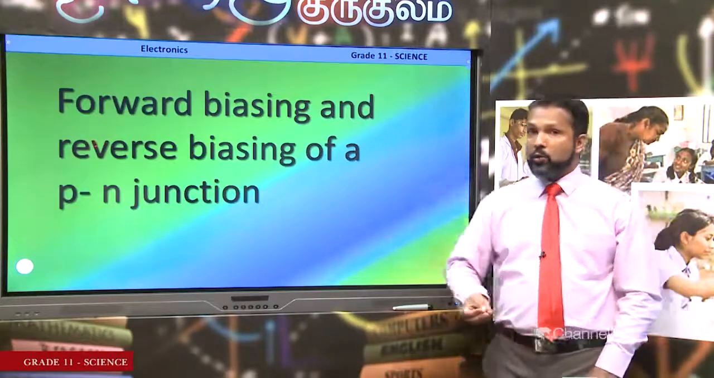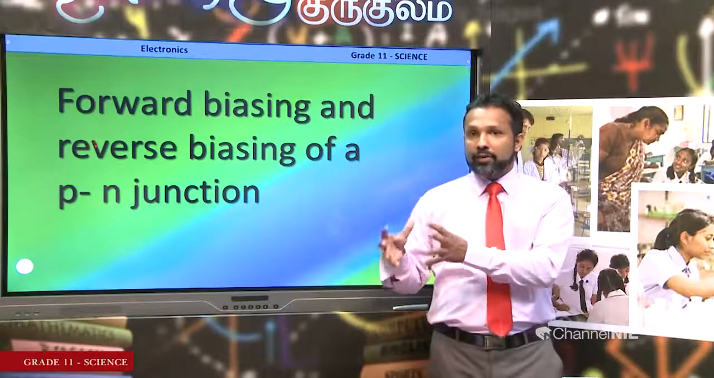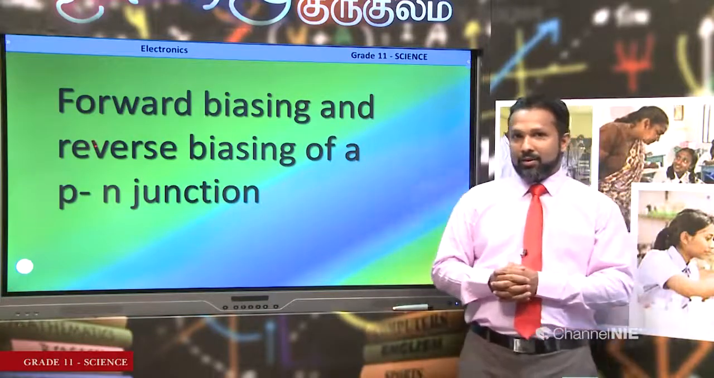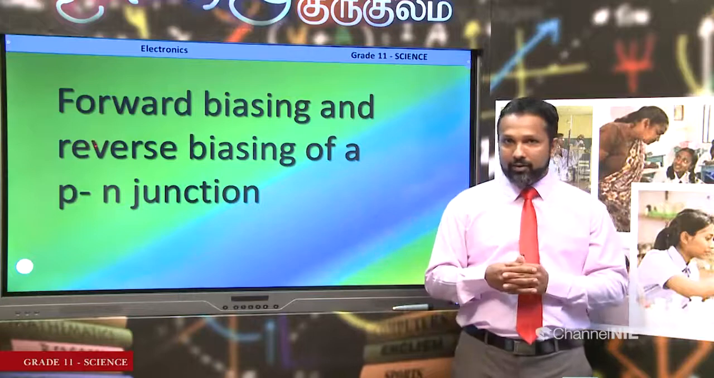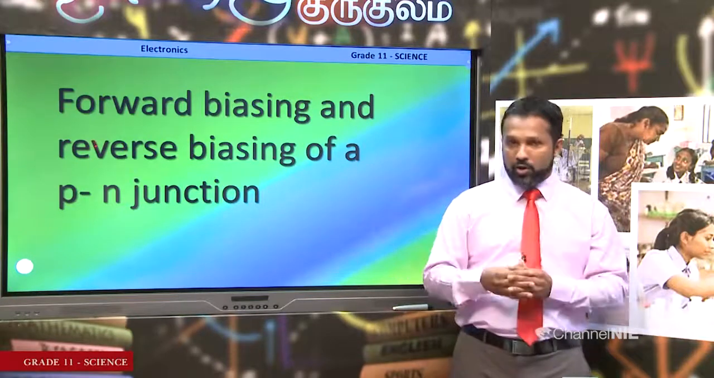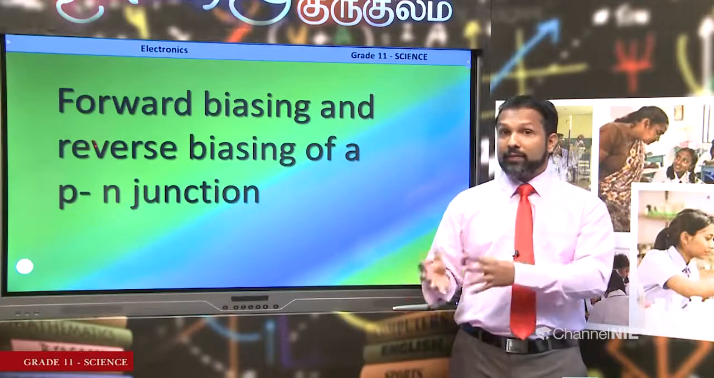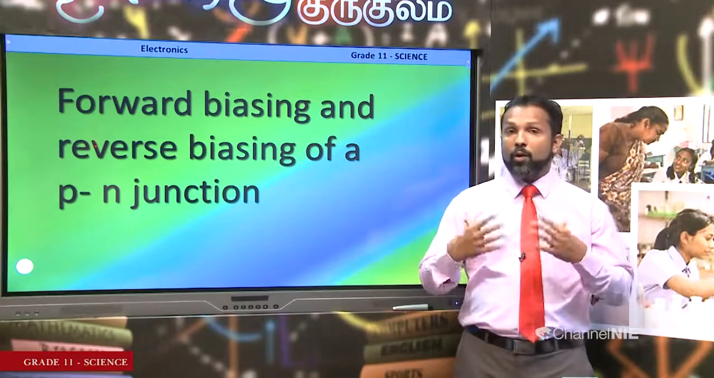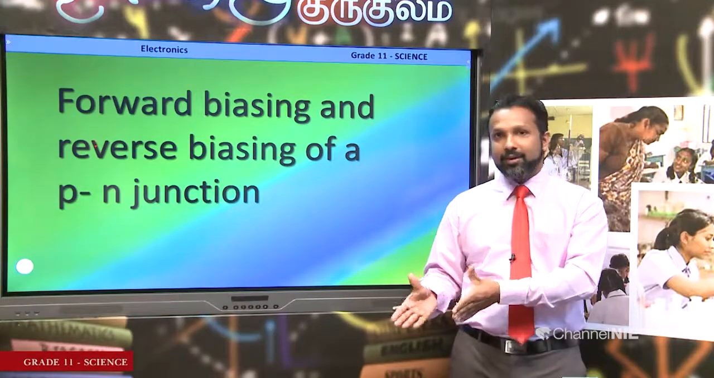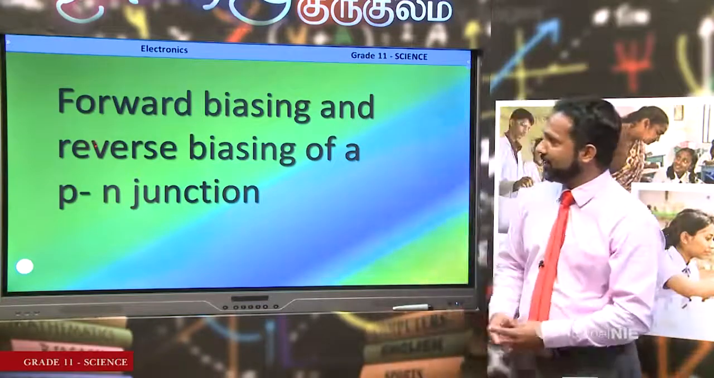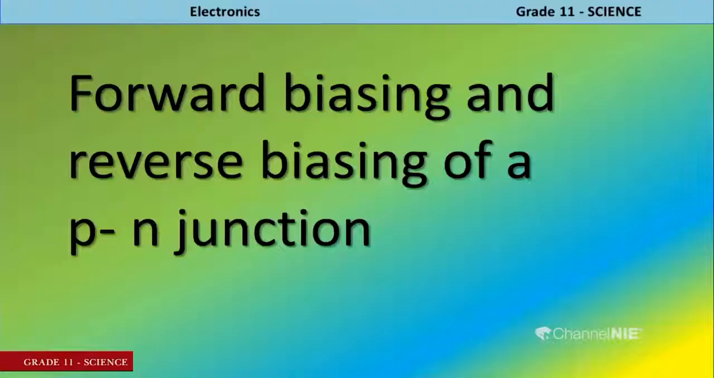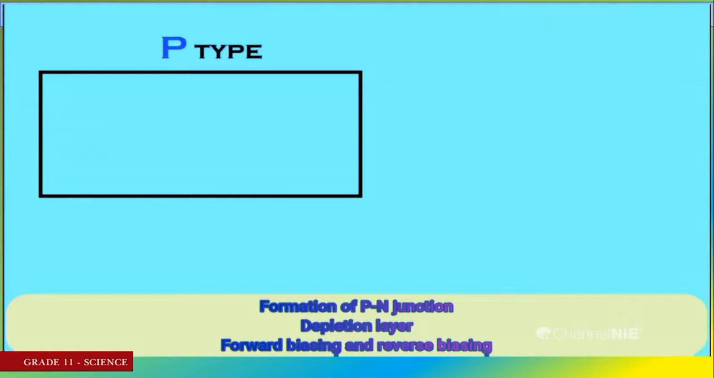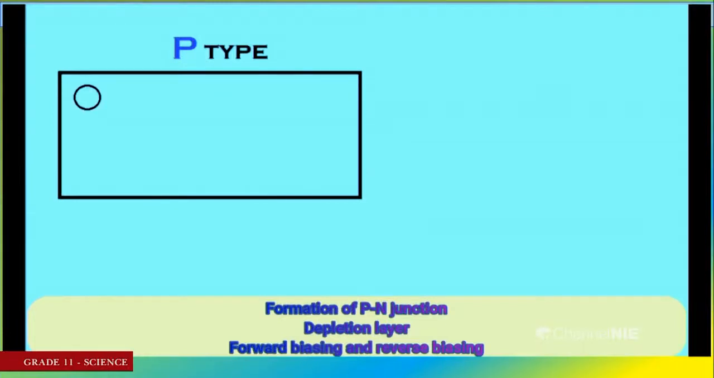So then we have to understand two different concepts. For the function of the diode, we can forward bias the diode and also we can reverse bias the diode. You have heard about forward biasing, reverse biasing, right. Forward biasing and reverse biasing of a diode, right. As you can see in this video, you can watch.